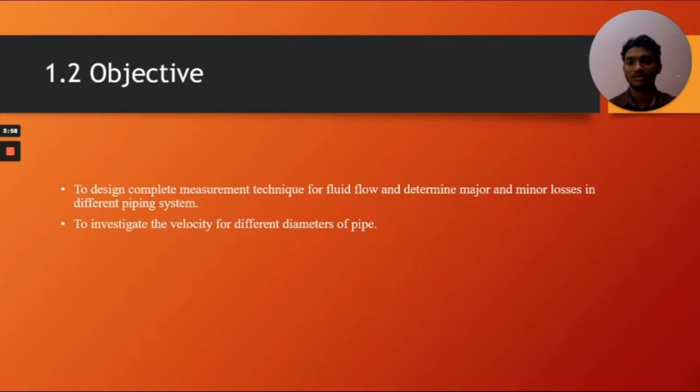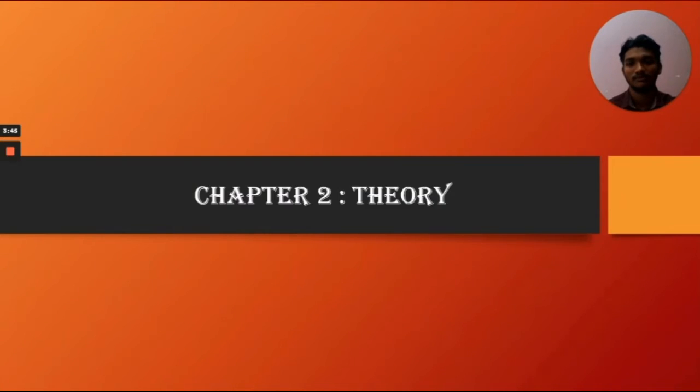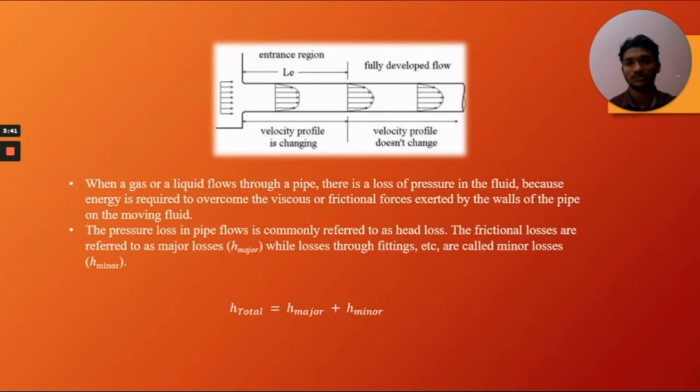The main objective of this lab experiment is to design a complete measurement technique for fluid flow and determine major and minor losses in different piping systems. The second is to investigate the velocity for different diameters of pipe. Then I would like to touch on the theory, which is chapter 2.